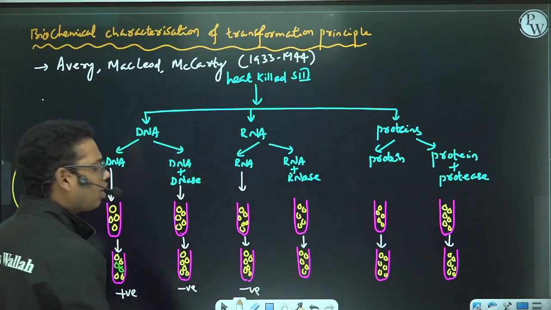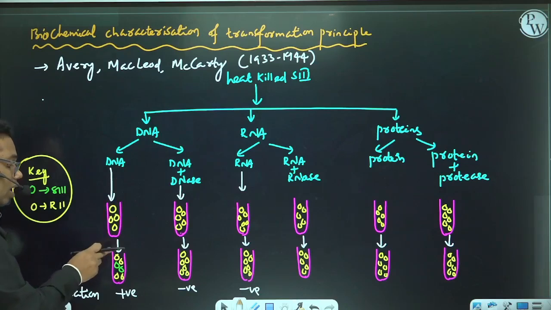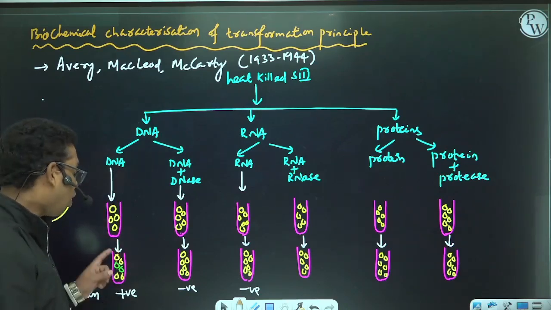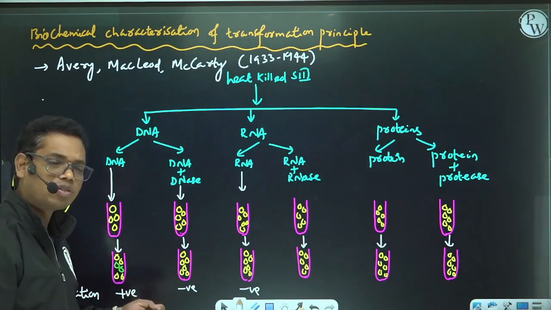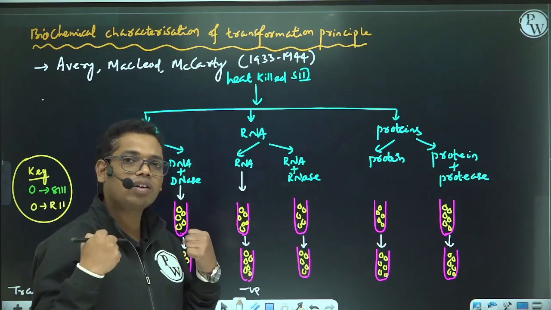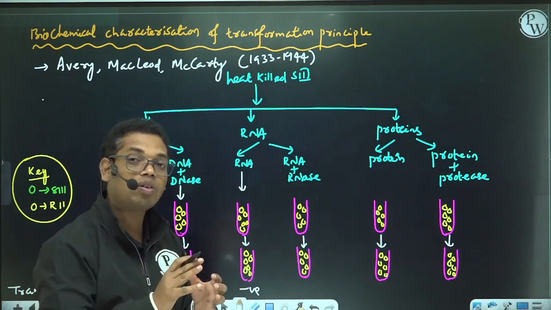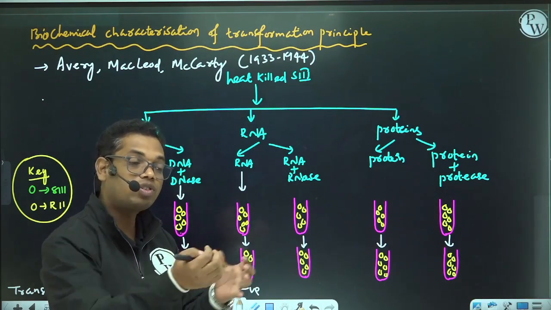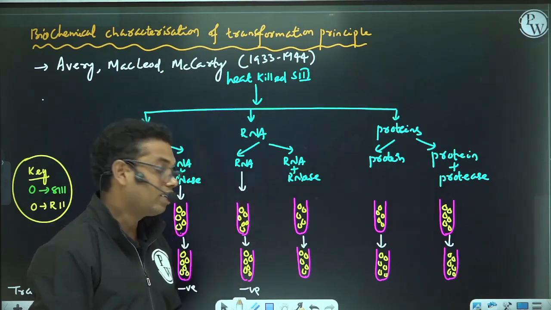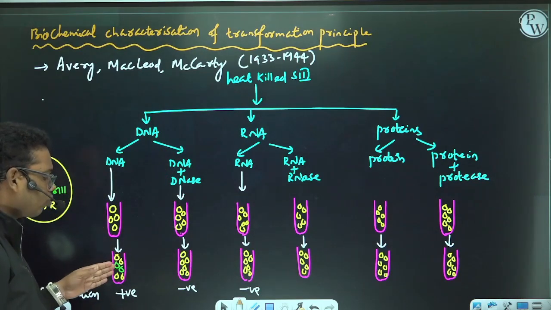Okay, so from here I can conclude that when I add a DNA molecule, some of the R form are getting converted into S form. Here all the R form are not getting converted. Why? Because it is not necessary that all the R form of bacteria will uptake the DNA. Only those R form bacteria which uptake the DNA will be converted into S form. That is why some R form and some S form were observed.